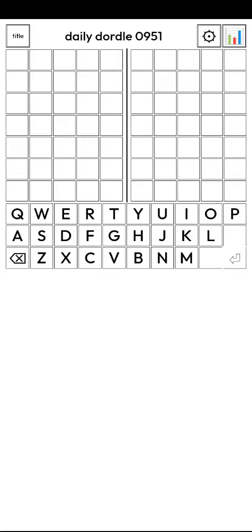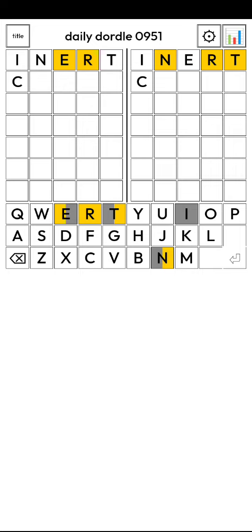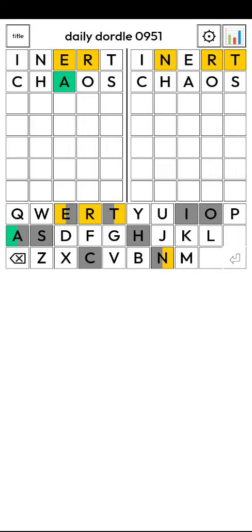Hello again, welcome to today's attempt at the Daily Dordle, where as usual I'm asking, what will inert chaos bring me today? Inert has got me a lot of yellows, chaos gives me hardly anything, but at least it does give me a green on the left hand side.